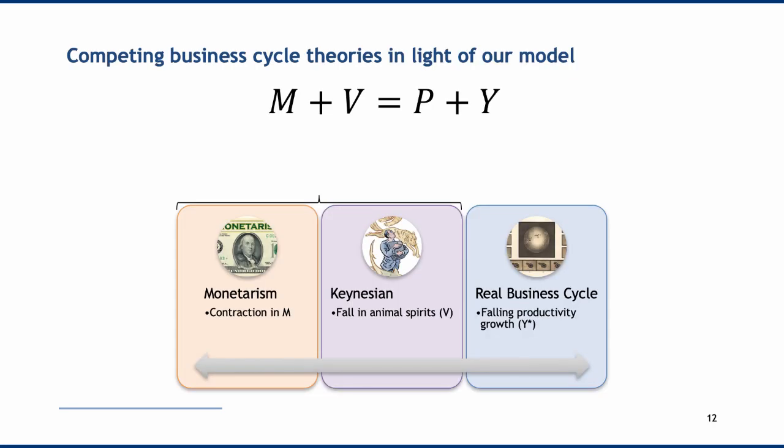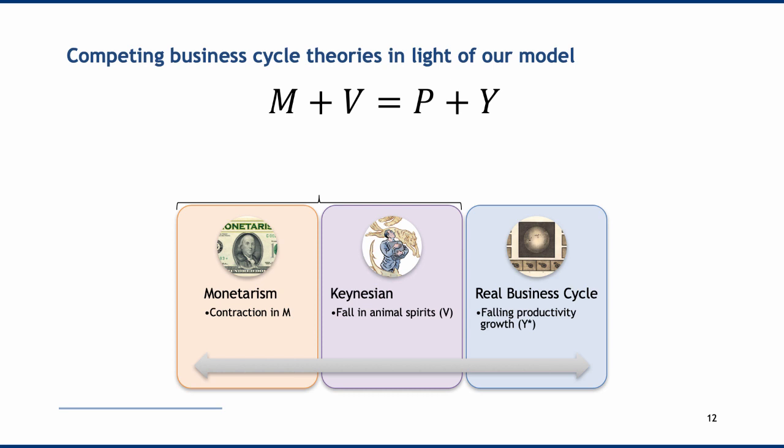The really nice thing about this model, I think, is that it allows us to understand the three main schools of thought in modern macroeconomics. If we think about monetarists, they will argue that the reason for a downturn is because of a contraction in the money supply, in M, so their focus is on that first variable. If we think about the Keynesian school, their focus is on animal spirits, which is another term for velocity or the confidence in the economy. So their emphasis is on changes in V and policy responses to try to stimulate V.